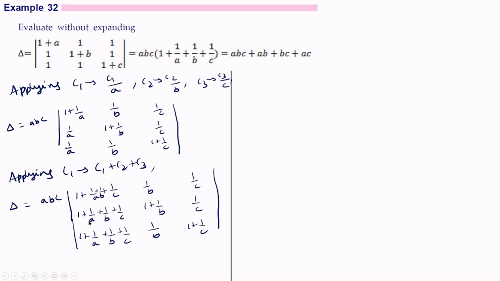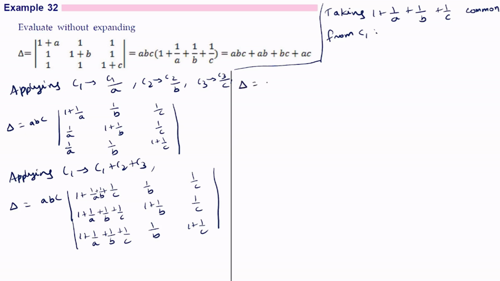And now we can see that this is common from the first column. So taking 1 plus 1 by A plus 1 by B plus 1 by C common from C1, delta becomes ABC into 1 plus 1 by A plus 1 by B plus 1 by C into the determinant whose first column becomes 1 1 1, and the other columns are as they are: 1 by B, 1 plus 1 by B, 1 by B, then 1 by C, 1 by C, and 1 plus 1 by C.